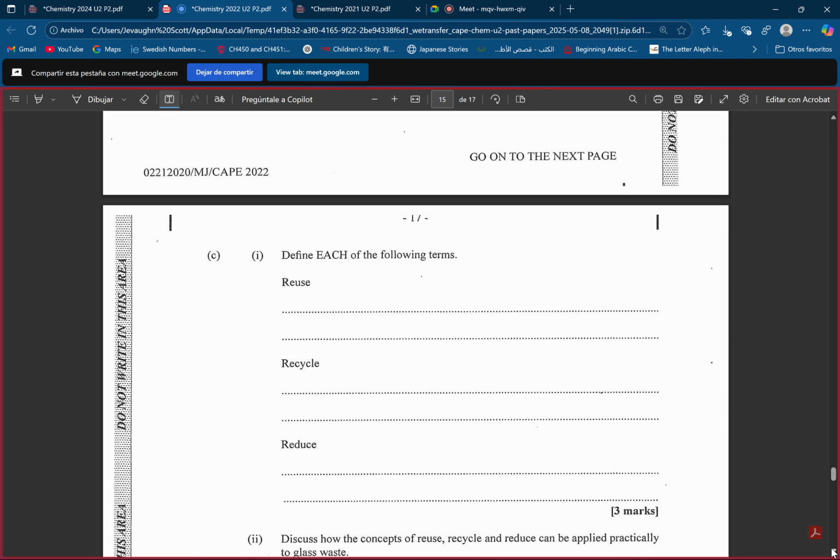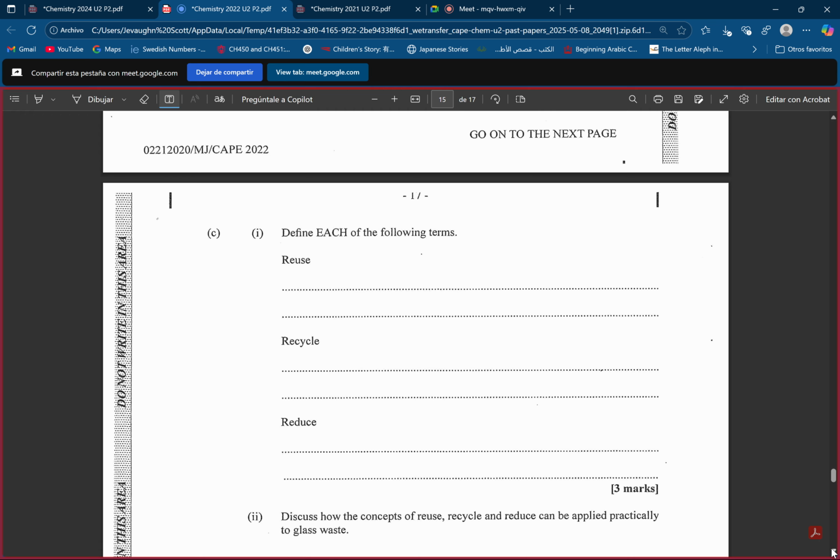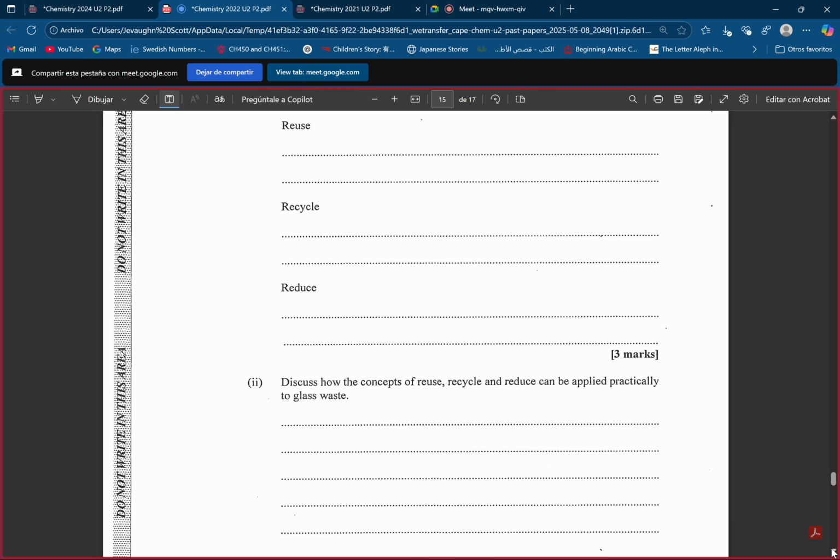Define each of the following terms: reuse, recycle, and reduce. So, reusing, using items in their original form repeatedly. Recycling, processing waste material into new products. And reducing, minimizing waste generation. So remember those things. So reusing is basically using items repeatedly in their original form. Recycling is processing waste into new products, and reducing is minimizing waste generation. All right. Speaking about those things, I don't think I need to go over them in depth, but if you want me to stop, you can stop me.